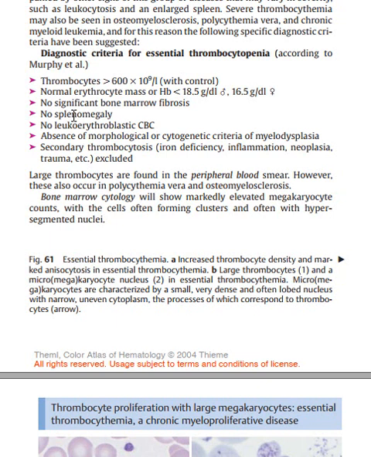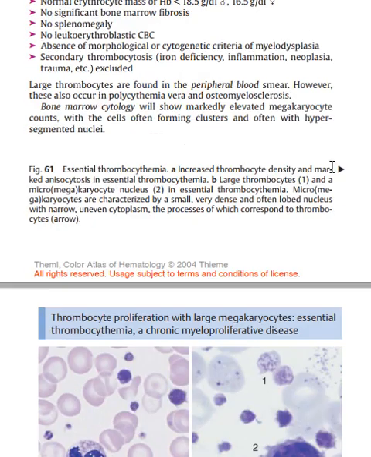There should be no splenomegaly. There should be no leukoerythroblasts in the complete blood count. There should be absence of morphologic and cytologic criteria of myelodysplasia, and there should be no secondary thrombocytosis, that is iron deficiency, inflammation, neoplasia, trauma. So there should be no secondary thrombocytosis, because secondary thrombocytosis is more like a reactive thrombocytosis. Large thrombocytes are found on the peripheral blood smear in the case of essential thrombocythemia.